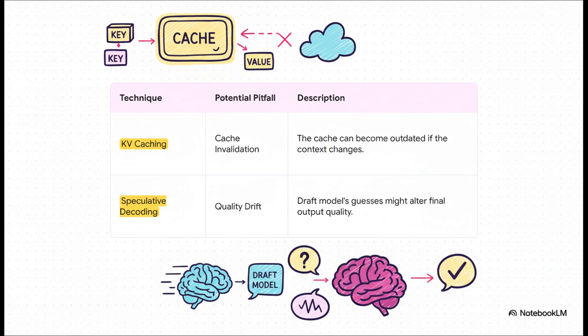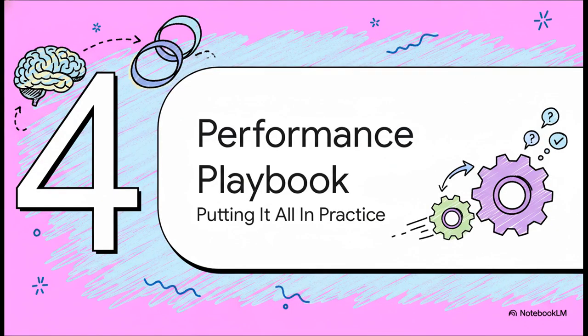And with speculative decoding, the risk is something called quality drift. If that speedy draft model has a tiny stylistic quirk, over thousands and thousands of words, it could slowly nudge the final output to sound a little less like the high-quality target model you want. So with those trade-offs in mind, what's the actual game plan here? How do you take these ideas and apply them safely and effectively in the real world?